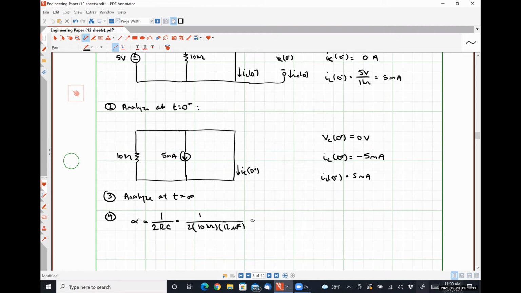Okay. All right, so if we put in our numbers here, I get an alpha value of 25 over 6 nepers per second. Anybody else get that? Great.